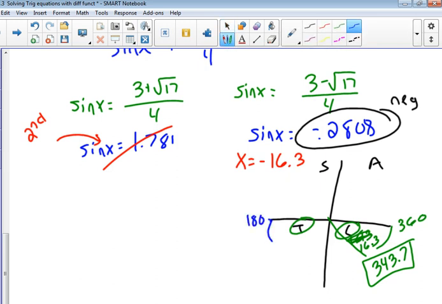What are you going to add to 180 though? Good. You want to add the reference angle. Missed that. The 16.3. Good work. What would that give you guys? 196.3. So those are the two answers.